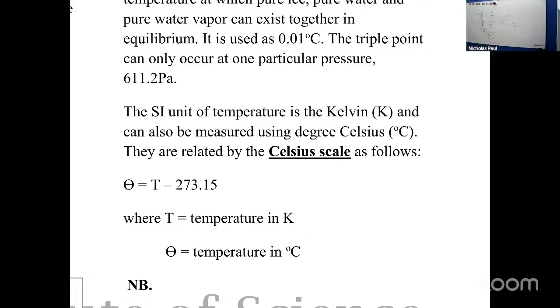Do me a favor, write that down. Write down the 3 in Kelvin. We are just setting up temperature. Module 3, temperature.